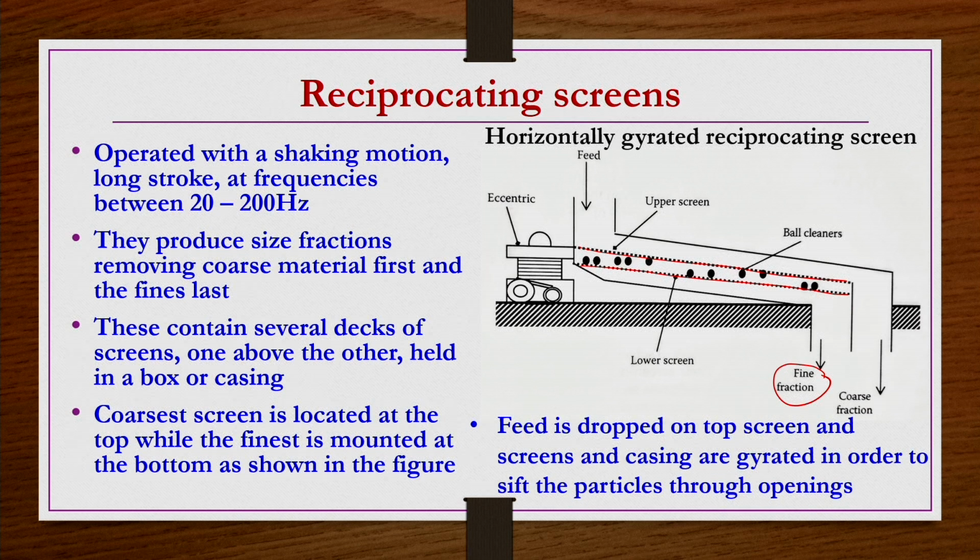The feed is dropped on the top screen, and screens and casings are gyrated in order to sift the particles through the openings. Whatever the particles are there, they will be passing through the opening something like this, and then finer ones may be coming like this. The coarsest one would be coming from here. If you have intermediate screens, which I have not shown in the picture, then you may be having the middle fractions as well.